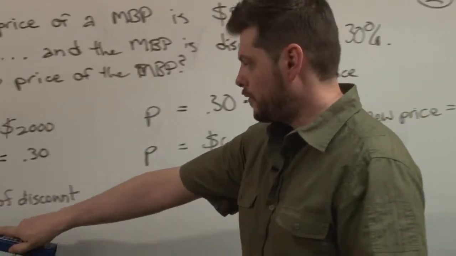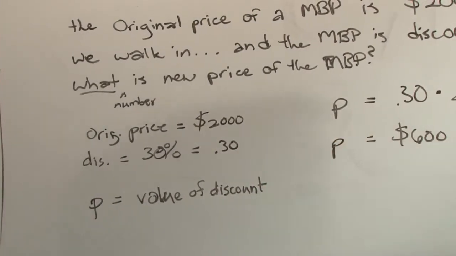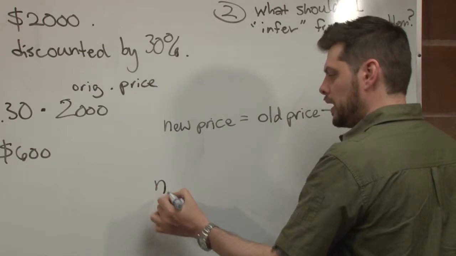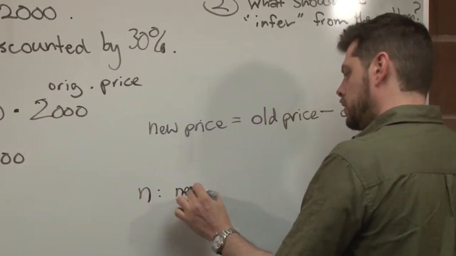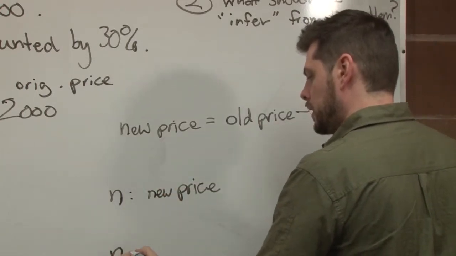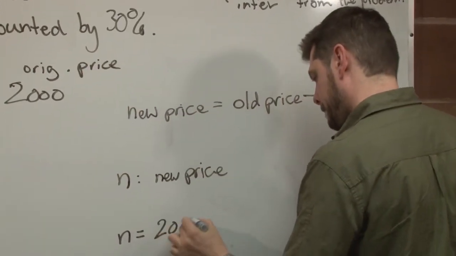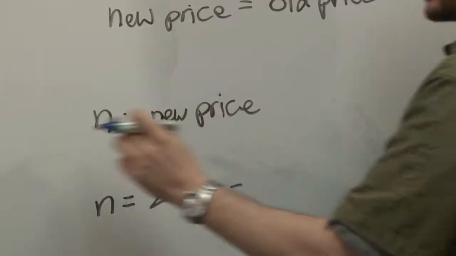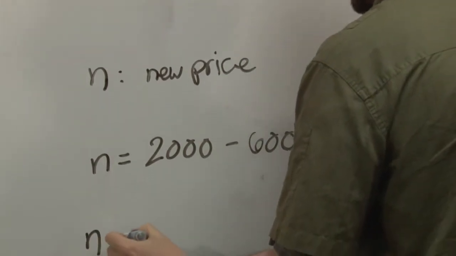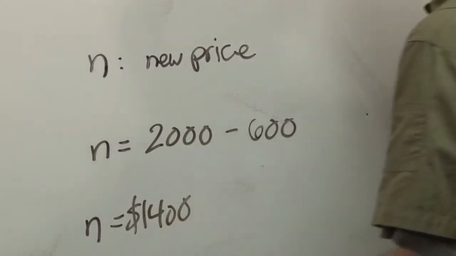Well, we have computed the value of our discount and we have our original price. So now we can create this relationship and solve for the thing that we need to find out. So we'll let n represent new price, and we have to build another mathematical relationship. We have n equals the old price, well, that's 2,000, minus the discount that we computed. So this is 600. And the new price, once we do this simple subtraction, is $1,400. Okay?